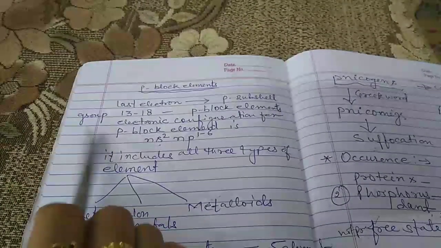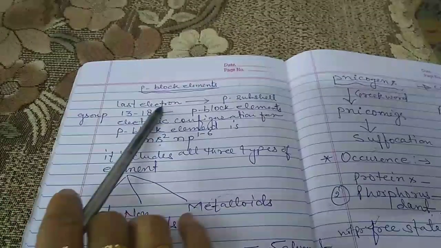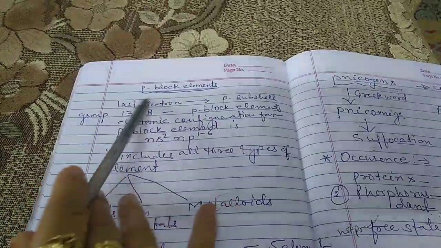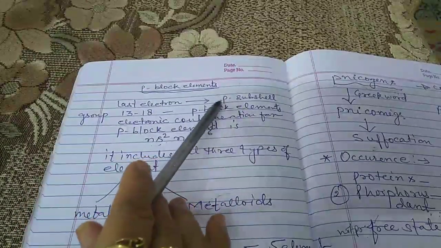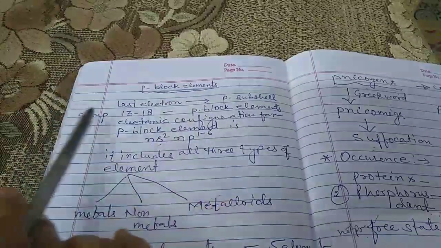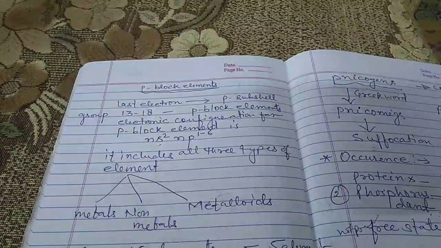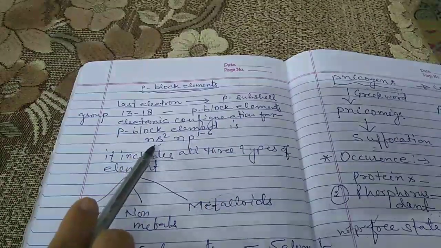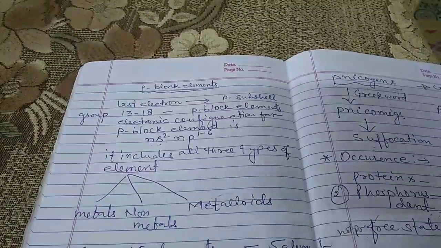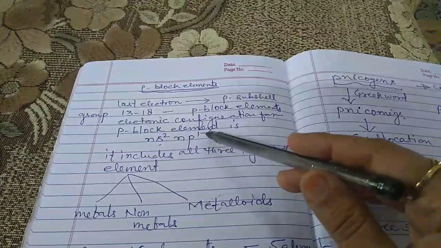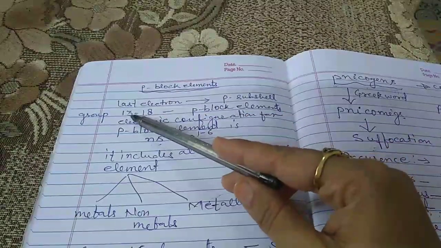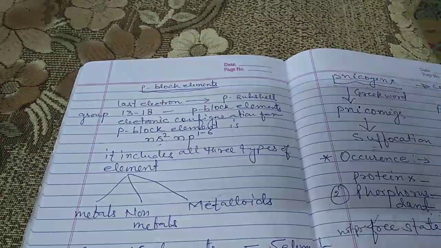Now, as we have already discussed earlier, why we call it a P block element: because in it the last electron enters the P subshell. That's why it is termed a P block element. From group 13 to group 18, we consider the P block elements, and the electronic configuration of the P block elements is ns2 np1 to 6. Means in the S subshell there should be 2 electrons, and in the P subshell the number of electrons varies from 1 to 6, because here we have many groups, so every group possesses a different electronic configuration.